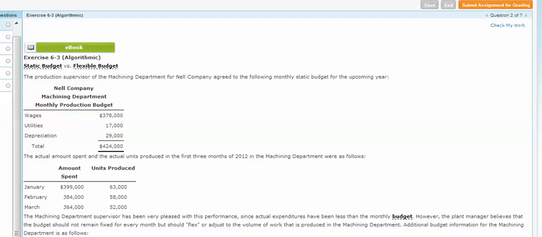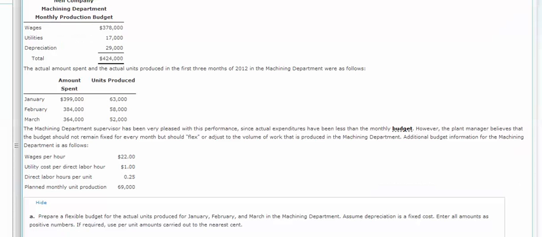It says the production supervisor was happy with it, and we had monthly production costs, wages at 378, utilities 17, depreciation at 29, total of 424. That's a static budget, just using that monthly. If, on the other hand, we're going to consider the flexible budget, we'll do that based on the units produced. So for January, 63,000. Our fixed costs being the same, but the variable cost will change based on the units produced. Our February budget 58,000, March 52,000.